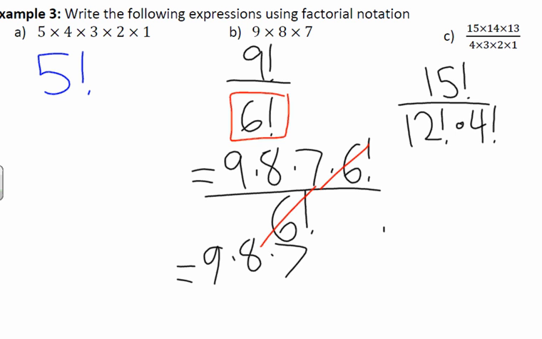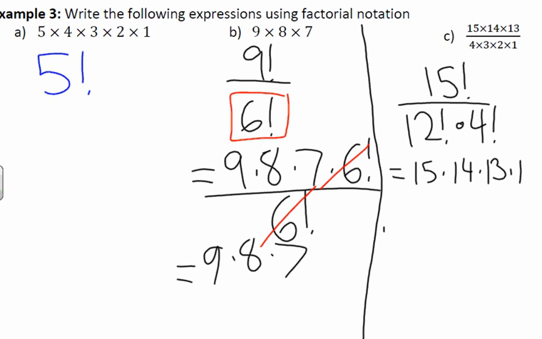Right, so let's take a look at this and let's expand this, okay? So if we expand this 15 factorial, we get 15 times 14 times 13 times 12 times 11 all the way down. We're going to rewrite that as 12 factorial, right? Okay, because that's what's missing. Exactly. So we're manipulating our factorials.